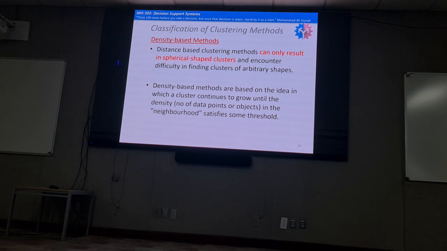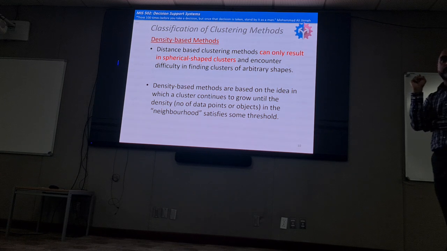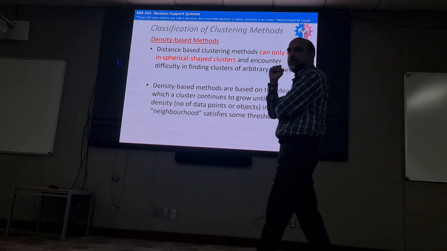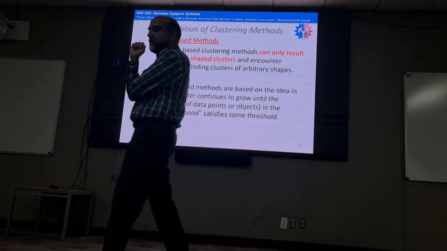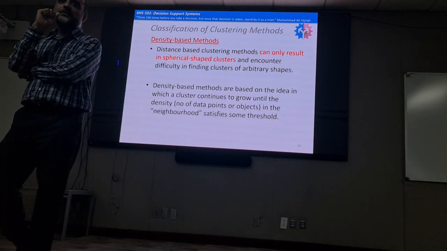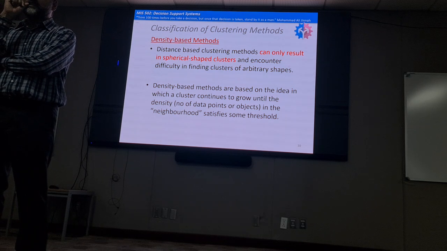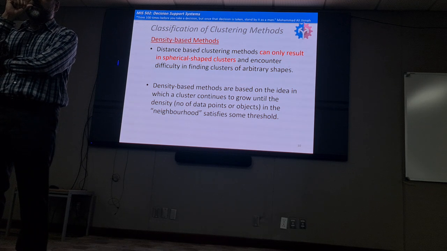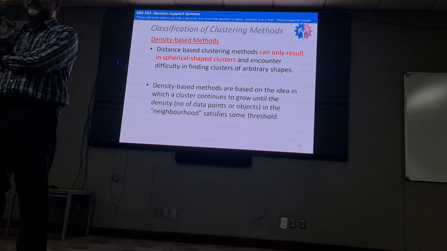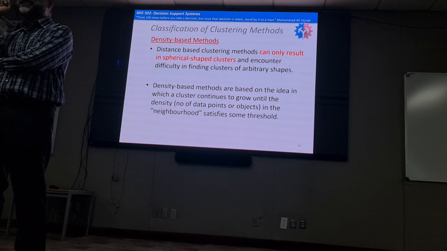Distance-based clustering methods can only result in spherical shape clusters. When you say distance-based clustering, we are talking about partitioning. What does spherical shaped cluster mean? What are spherical shapes? You tell me what is a spherical shape. What is a sphere? What is a circle? A sphere is a 3D circle.